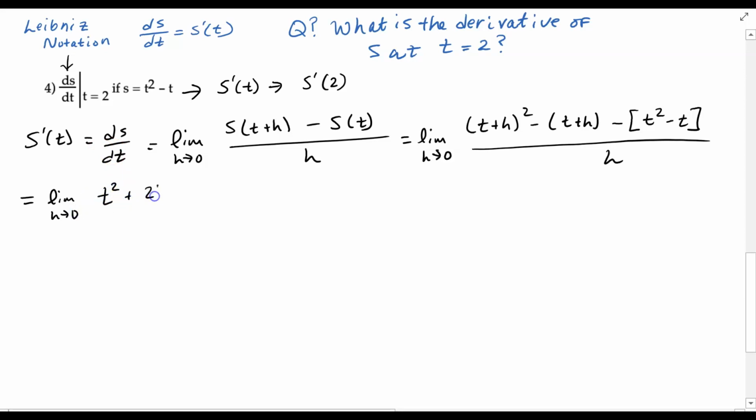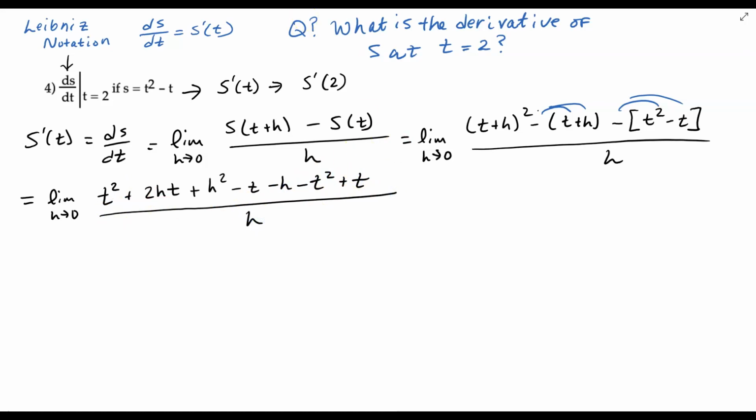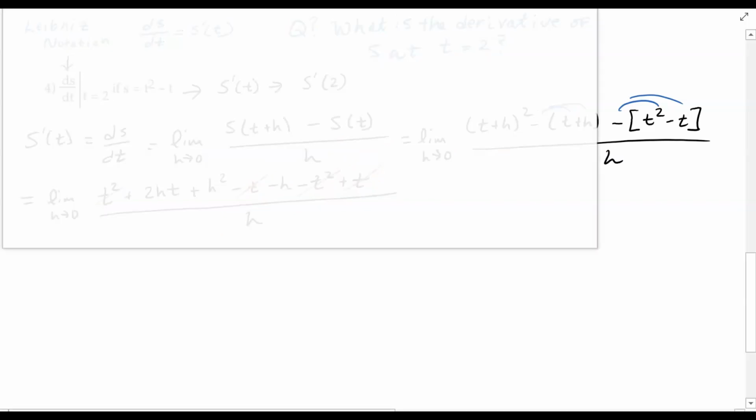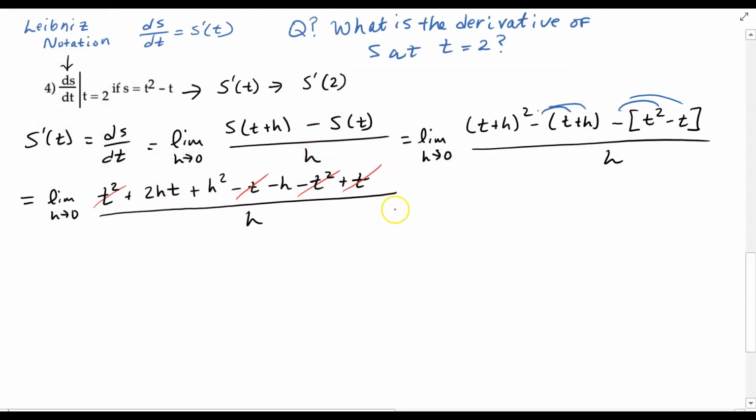t squared plus 2ht plus h squared, looks something like that. Do the distribution here and the distribution here. Can't forget that. I know I forgot that in one of the videos and I had to go back and fix it. Minus t minus h minus t squared plus t, all divided by h. I combine my like terms. Let's see what cancels and what doesn't. The t squares cancel, the t's cancel, and I think that's about it. Now I'm going to divide by h.